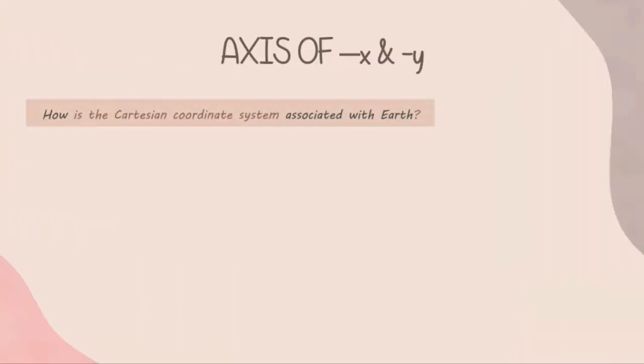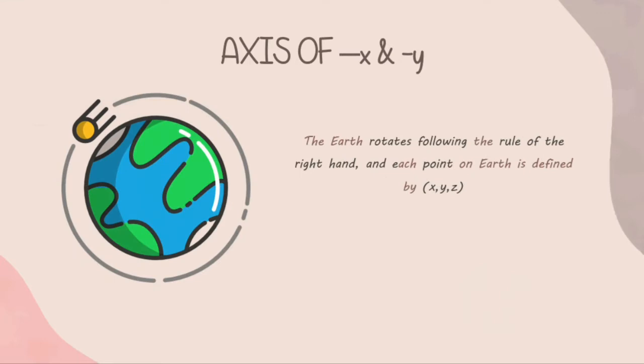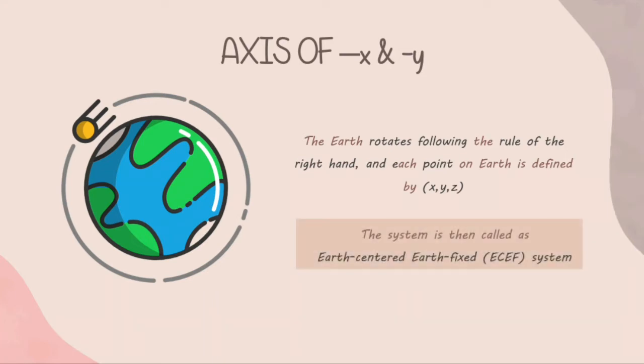So, how are the x and y axes associated with the Earth? In the Cartesian coordinate system, the origin of x and y, where the points meet, is equal to the center of the Earth. The z-axis passes through the Earth's poles with its positive direction towards the North Pole. The x-axis points towards the intersection of the prime meridian with the equator, while the y-axis is orthogonal to the x-axis. The Earth rotates following the right-hand rule. Each point on Earth is defined in brackets as x, y, z. The system is then called the Earth-Centered, Earth-Fixed, ECEF system.